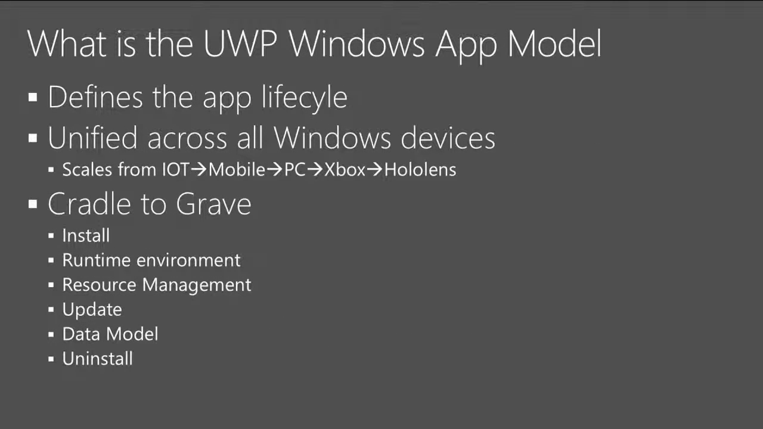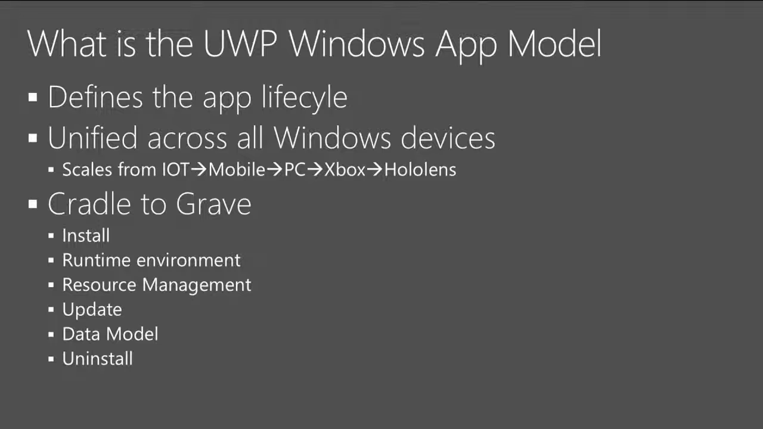So what is the Universal Windows Platform app model? Yes, I said it. It defines the application lifecycle, so from the start until the stop. What happens when an application starts? What happens when an application goes to the background? How do we handle background tasks, etc.